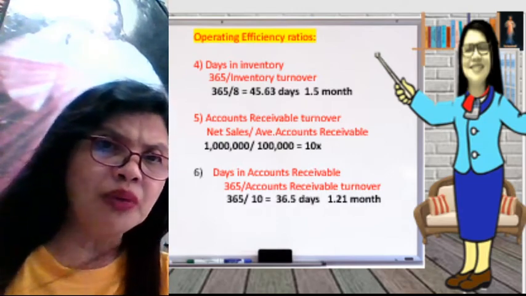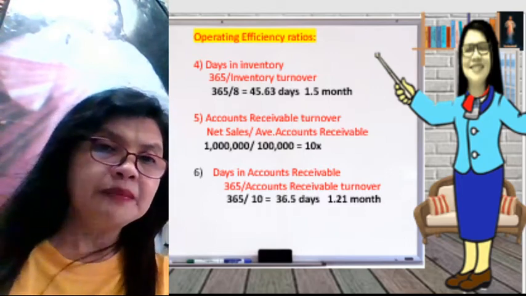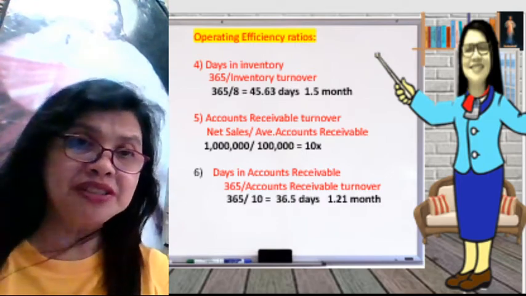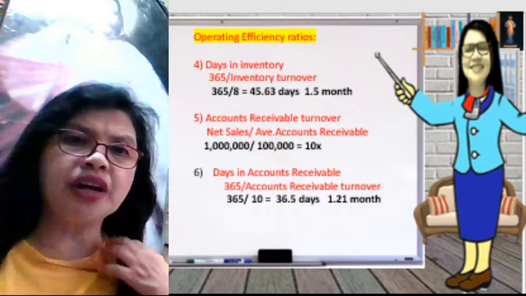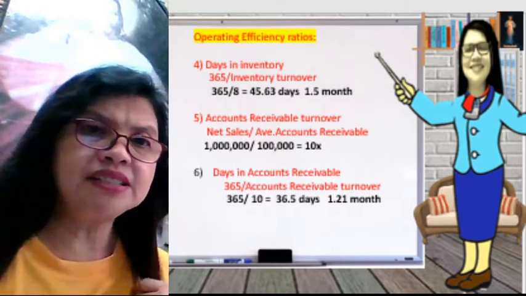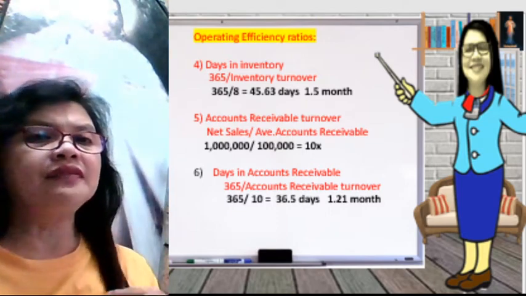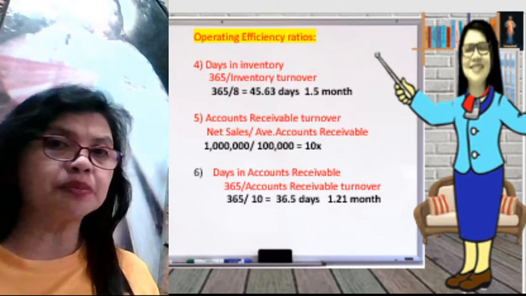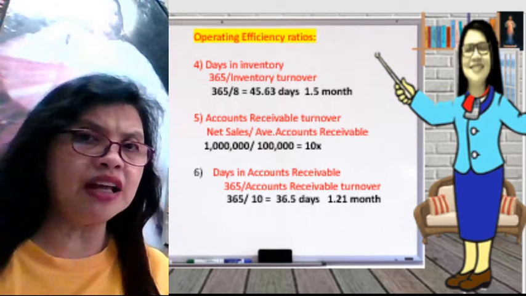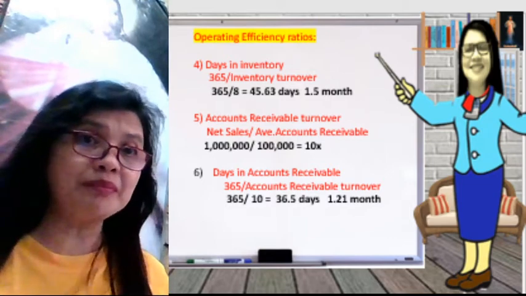Okay, accounts receivable turnover, that is net sales over your average accounts receivable. In this case, this is 1 million divided by 100,000. The answer is 10 times. Accounts receivable turnover means how fast you collect your receivables. So you can collect your receivables 10 times a year. Next we have the days in accounts receivable. That is 365 divided by 10, so it gives you 36.5 days. That means you collect your receivables every 1.21 months, or at least every month.